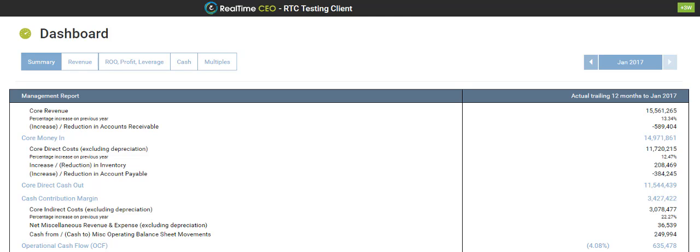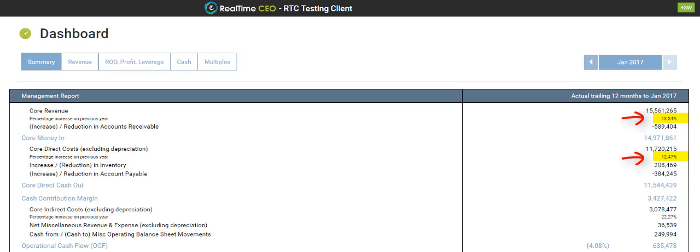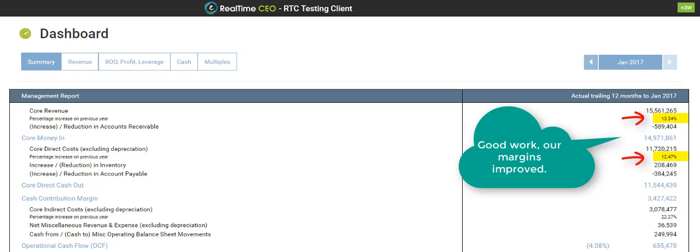The other thing that I would challenge you to watch closely in the top part of the dashboard is the percentage increase changes of core revenue, direct costs and indirect costs. Particularly the comparison between core revenue and direct costs helps us to understand whether our margins are improving or deteriorating. If our revenue has increased by a larger percentage than direct costs, as it has in this example, revenue has increased by 13.34%, direct costs by 12.47%, the margins in this business have improved.